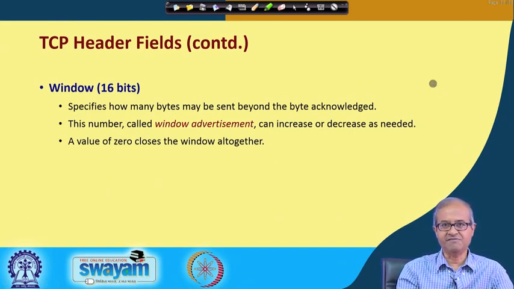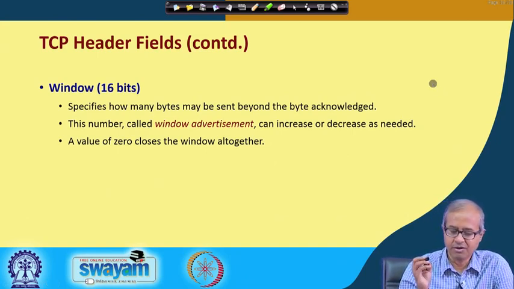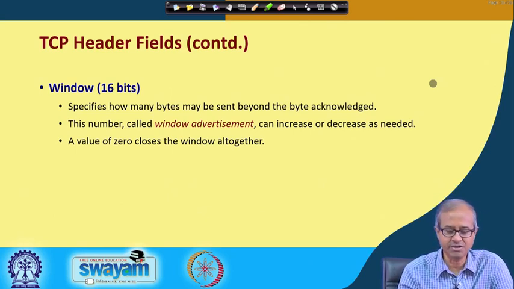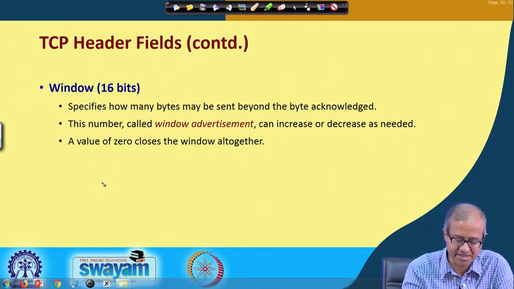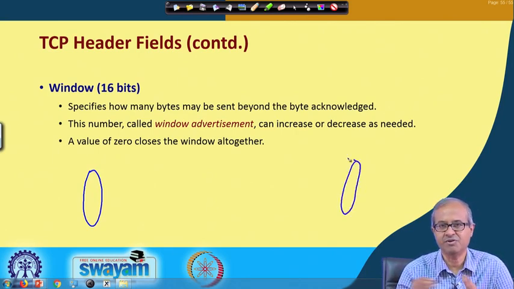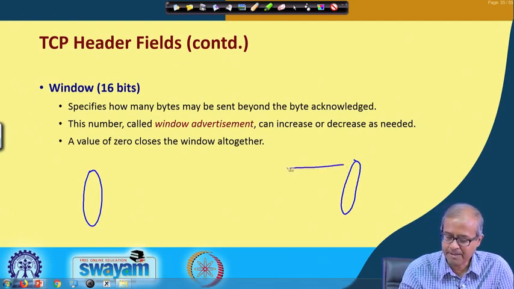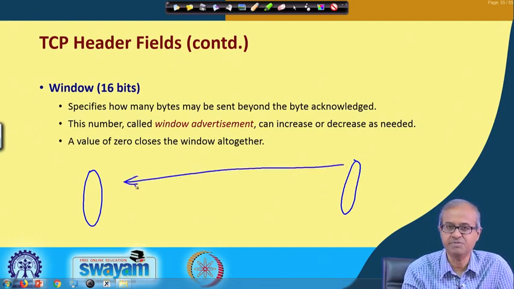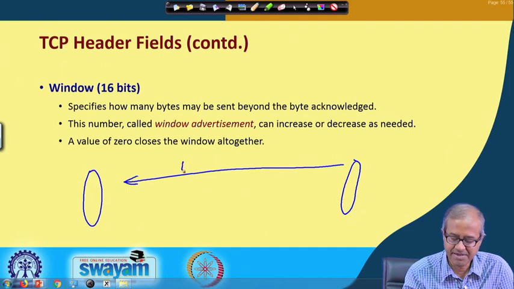Window is a 16-bit field. Now, this field actually tells you how many bytes you can send beyond the bytes acknowledged. Let me give an example. This is the sender, this is the receiver. The sender is sending bytes one by one. Suppose the receiver has sent back an acknowledgement. It has said that, well, I have received all bytes up to 1000, next byte I am expecting is 1001.